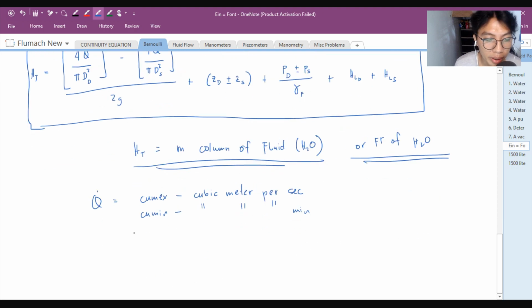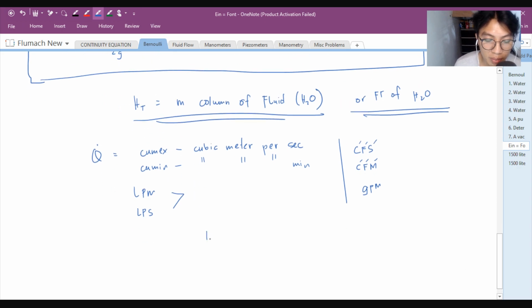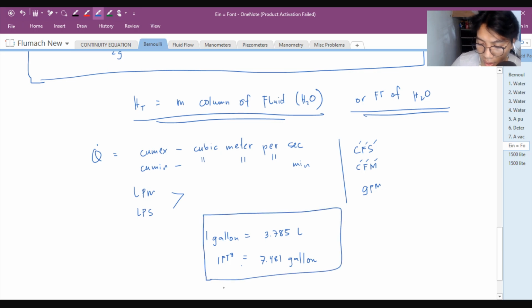How about LPM and LPS? Liter per minute, liter per second. How about CFS and CFM? Cubic foot per second, cubic foot per minute. And GPM, gallons per minute. What are the conversions? 1 gallon is 3.785 liters. 1 cubic foot is 7.481 gallons. Okay? That is all we need to remember when it comes to head.